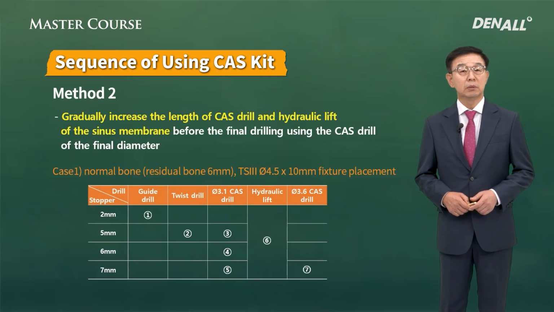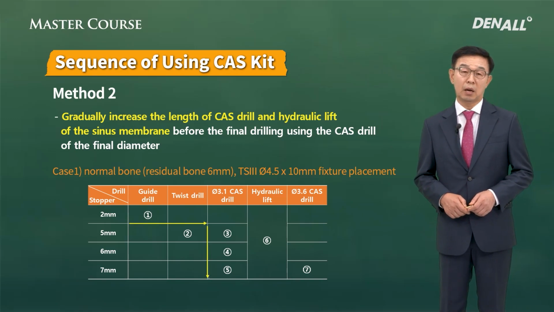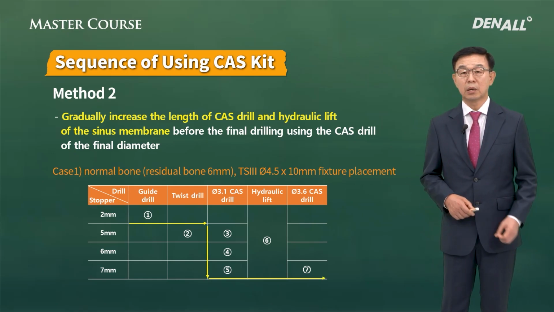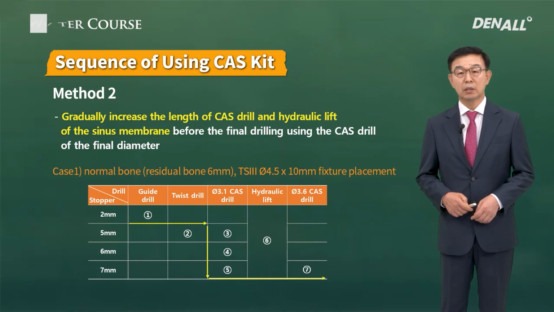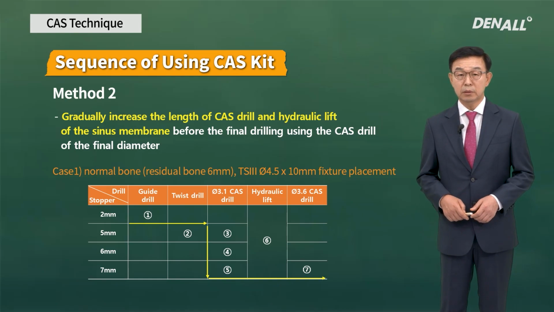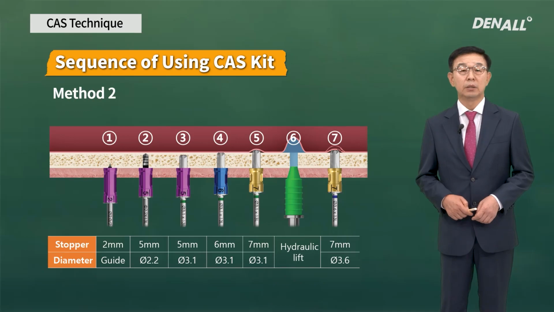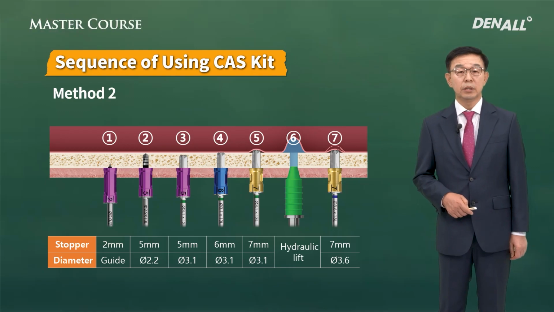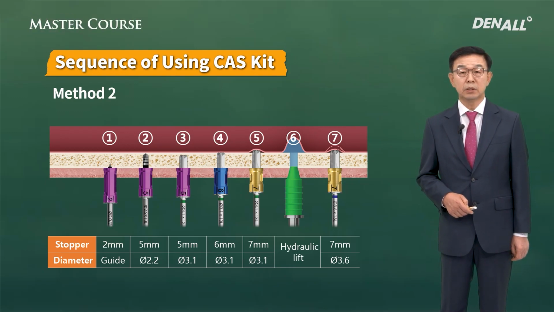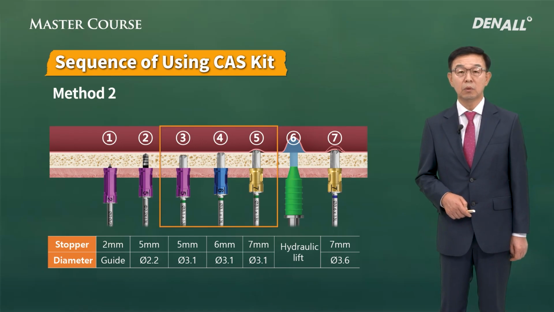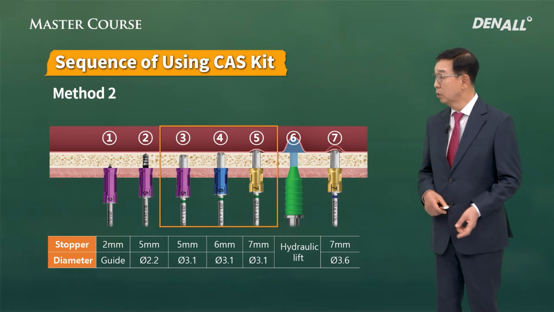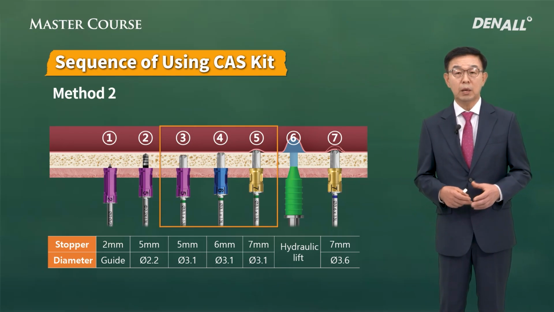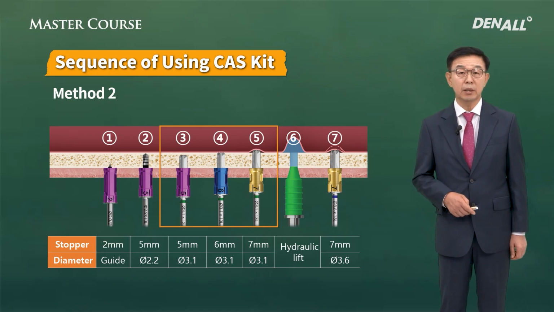Second, you first drill to the desired depths, check whether the sinus floor is penetrated, hydro lift, expand the bone width, and place the implant. In other words, guided drilling is done, twist drilling is done afterwards. You advance the depths first and check the sinus floor. Once this is confirmed, do hydro lift, and after that, you expand to the desired bone width. After this, implant is placed.